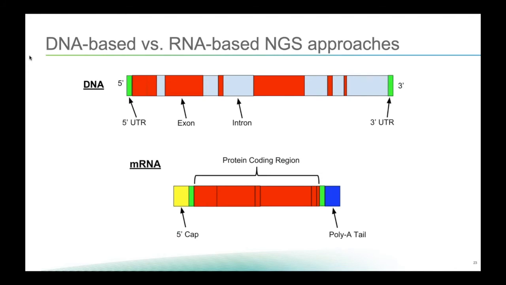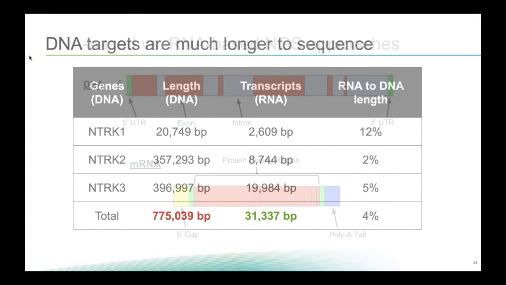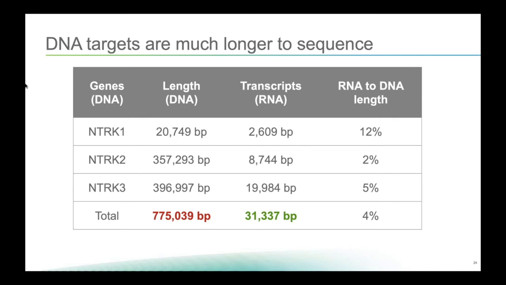And this has a huge effect on the NGS, because if we look at the NTRK genes and see the length at the DNA level, you will see that NTRK1 is almost 20,000 base pairs long. NTRK2 is 357,000, and similarly NTRK3. So collectively, we're talking about 775,000 base pairs. And every pair will need to be sequenced, which translates into a cost, which translates into fewer samples per run. So it's not cost effective to go with the DNA level.